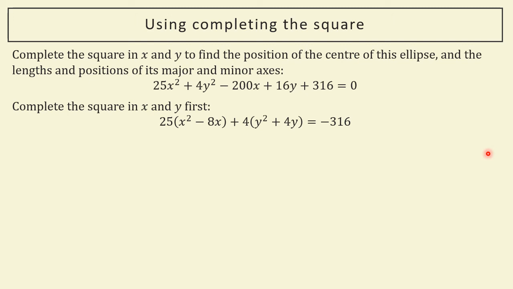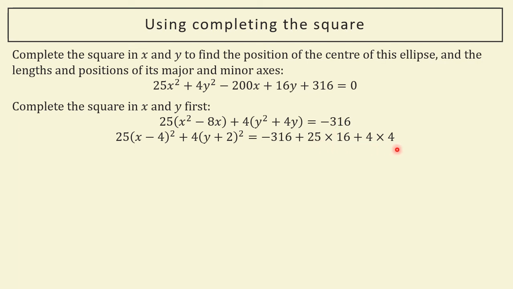And now we can complete the squares in the x squared minus 8x and the y squared plus 4y bits. So we're clearly going to get an x minus 4 all squared, and we're going to get a y plus 2 all squared. So we've got 25 (x minus 4) all squared, 4 (y plus 2) all squared, still on minus 316.